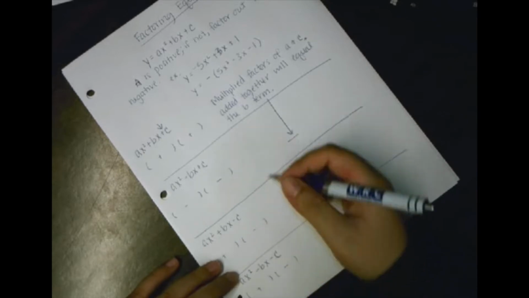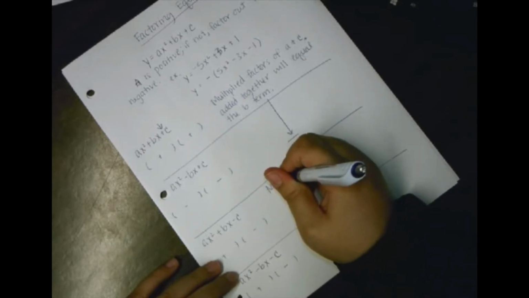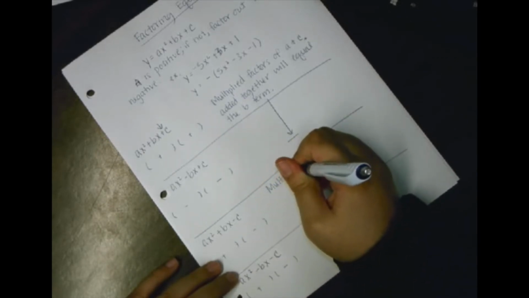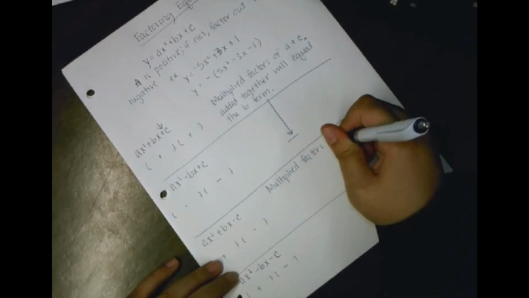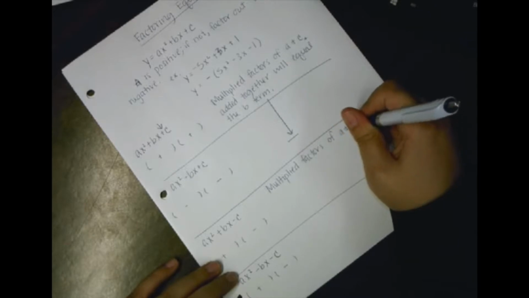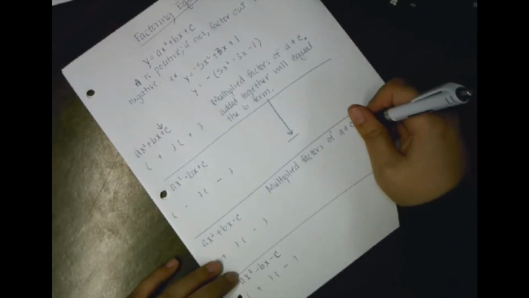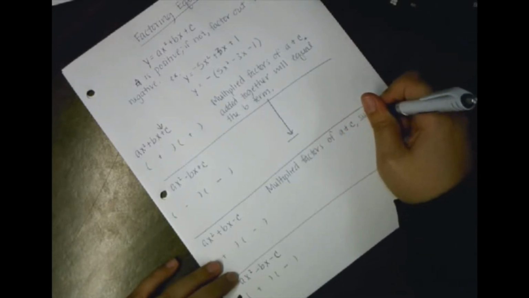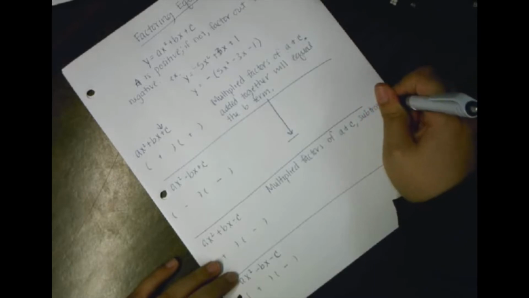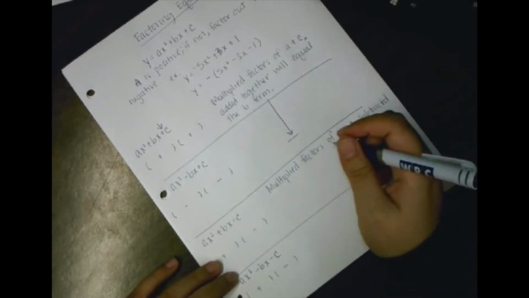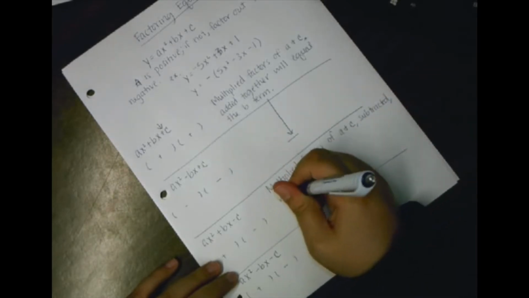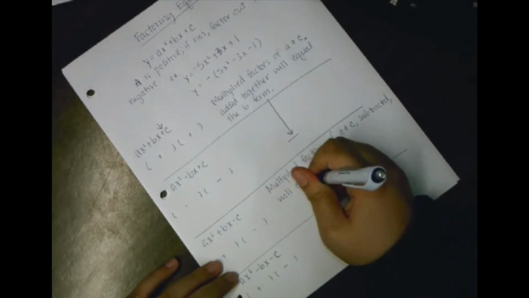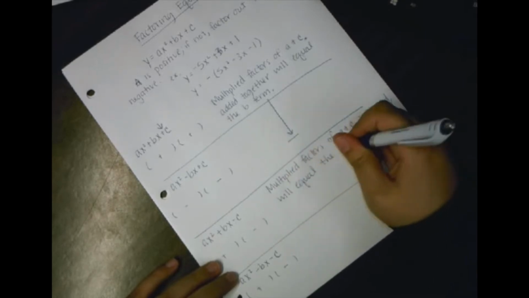Now for the negative c, once again we're doing the multiplied factors of A and C, and those subtracted will equal the B term.